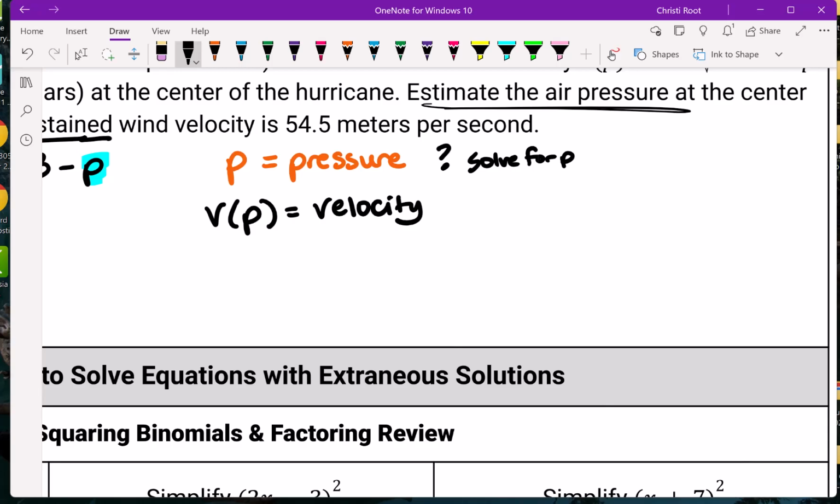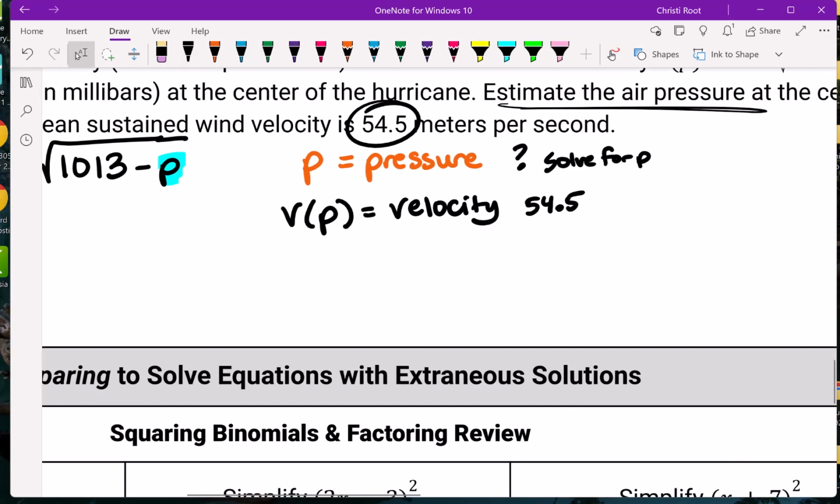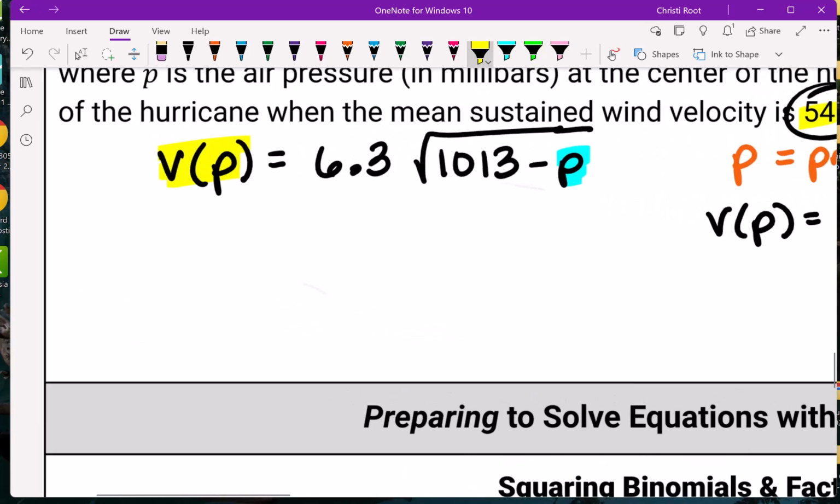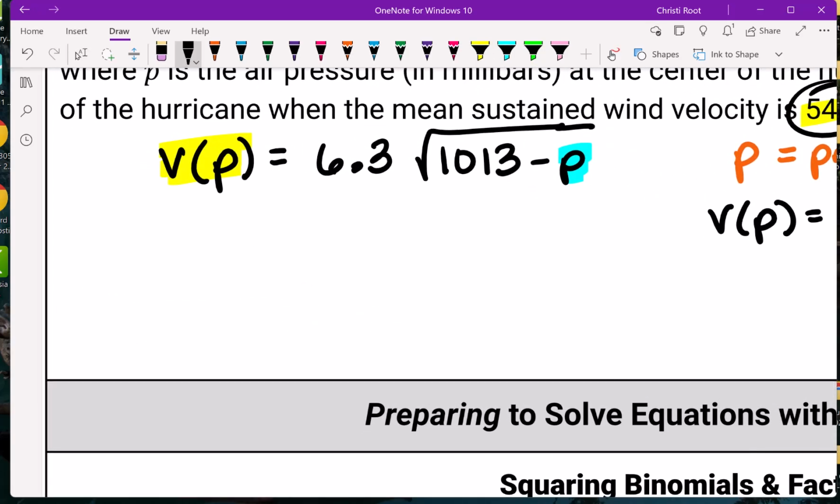So if they want me to solve for P, that means that they have to tell me the velocity. Did y'all see what the velocity is in there? Okay, so the velocity is, and it tells you right here, it's 54.5. And I'm not worried about meters per second or anything like that. I'm just worried about what am I going to substitute. So the velocity is 54.5. So I'm going to go over here and I'm going to substitute.